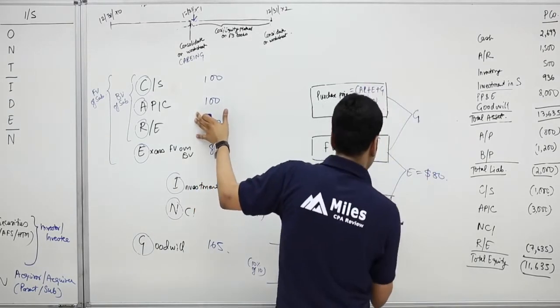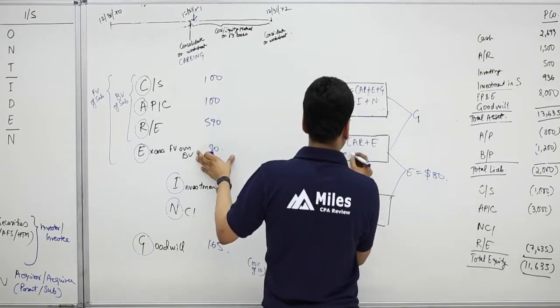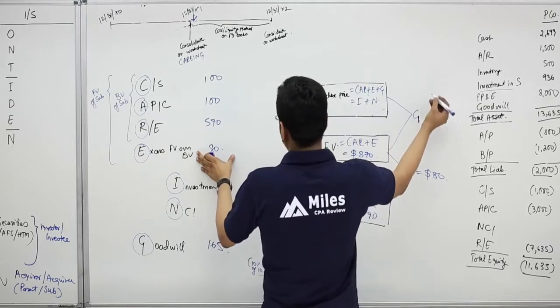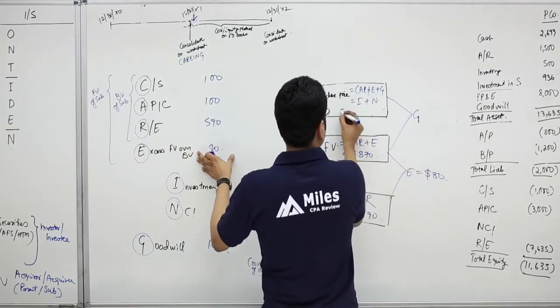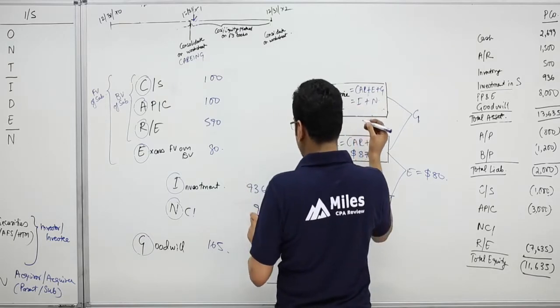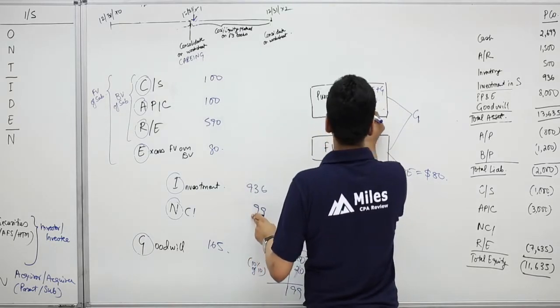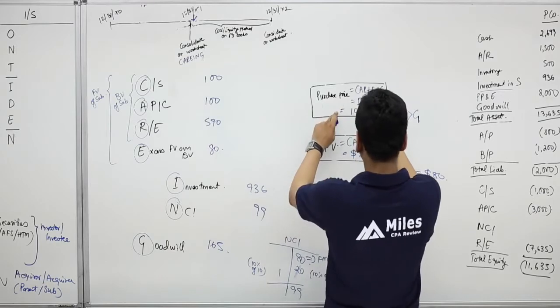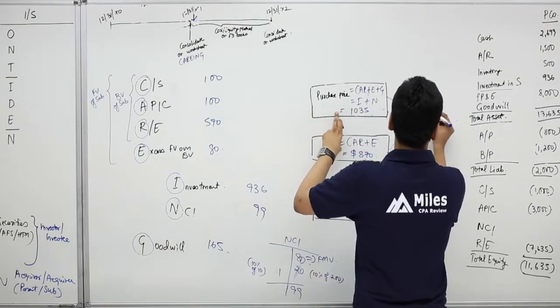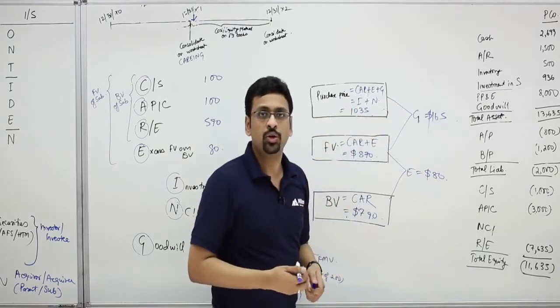Excess, 80. 790 plus 80 gives us 870. Okay, now let's look at investment plus non-controlling interest. So 936 plus 99 gives us 1,035. 1,035 minus 870 gives us 165 of goodwill. That ties into our calculations, we're good to go.